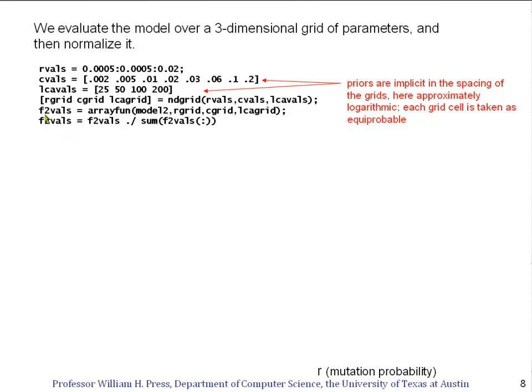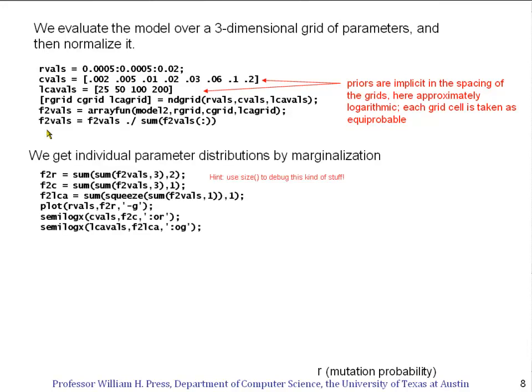So this is the answer. This is the probability of each grid cell. Of course, we're not interested in any particular cell, but we're interested in marginalizations of it. And marginalizations now of this discrete grid are simply sums over it. So if we're interested in the distribution of mutation probabilities per generation, we just take the whole grid and we marginalize by first summing over dimension 3, which was the LCA vals, and then we sum over dimension 2, which was the C vals, and then that just gives us a distribution over the R vals.